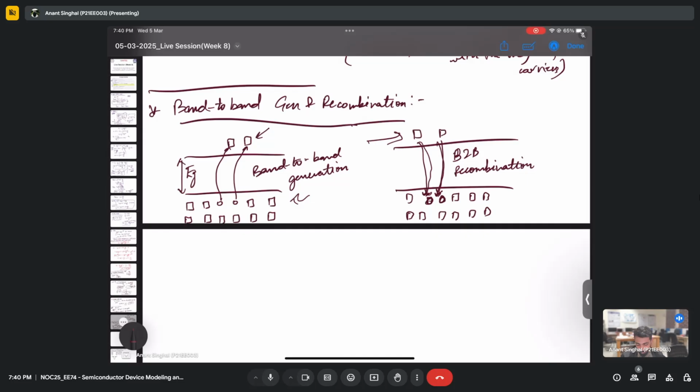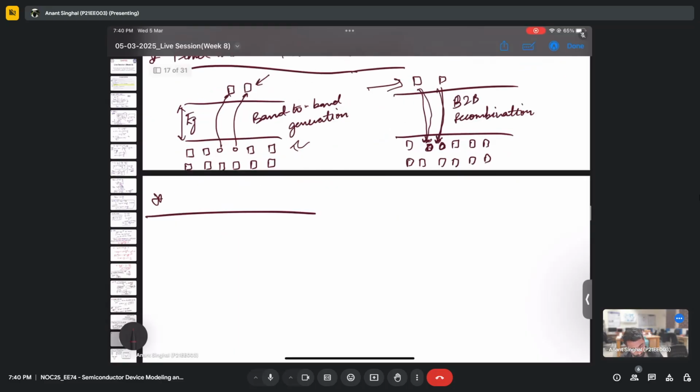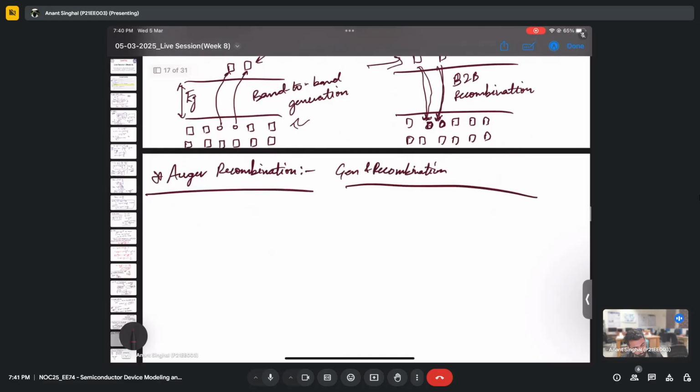Let me skip all of this and just tell you the most important one, which is Auger recombination. This is the most used model in TCAD also. So this generation and recombination, as I said, this was something called band to band. This is called as through impact ionization.